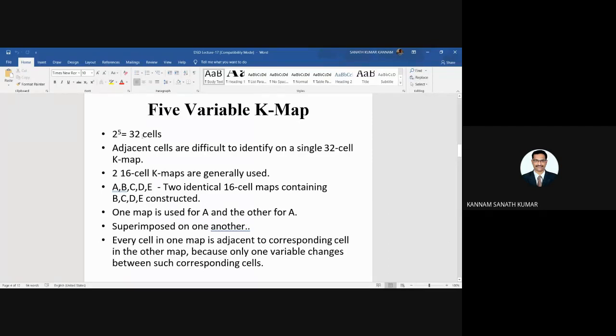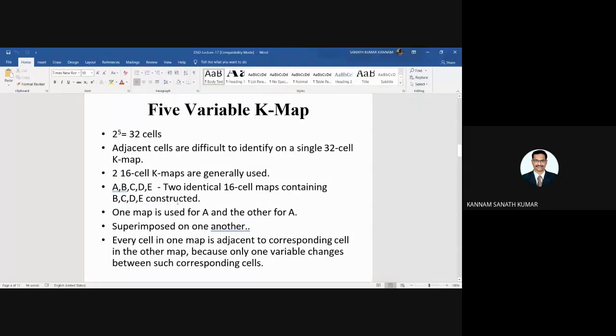In total it is 2 power 5, that means 32 cells. Adjacent cells are difficult to identify on a single 32 cell k-map. If you draw all these 32 cells, it is difficult to identify adjacent cells. So we divide it into two 16 cell maps. Two 16 cell k-maps are generally used for realizing the 5 variable k-map.